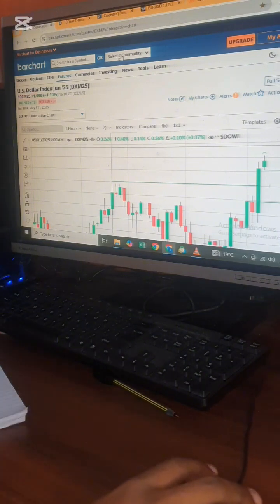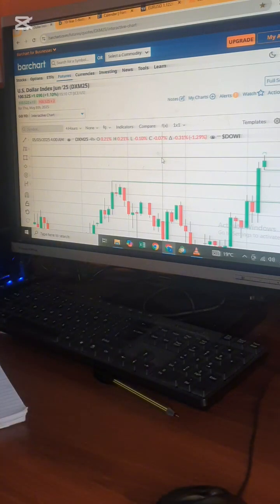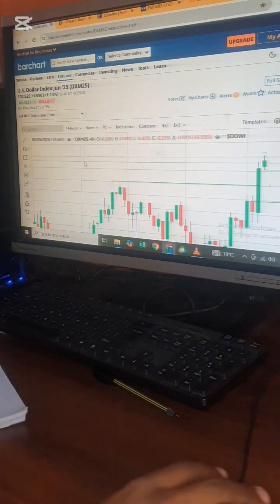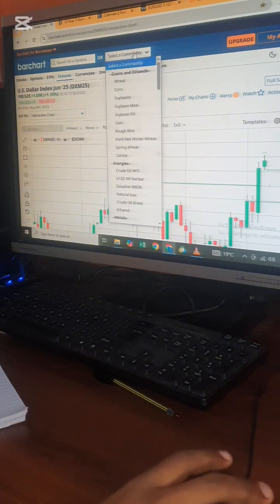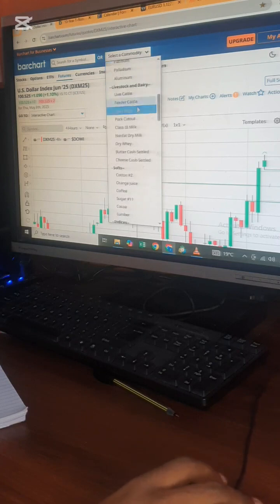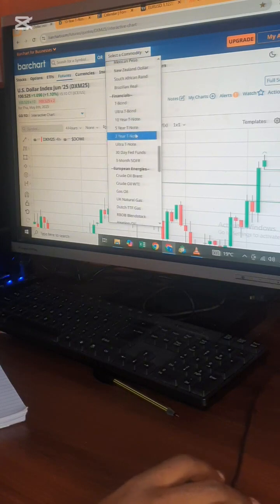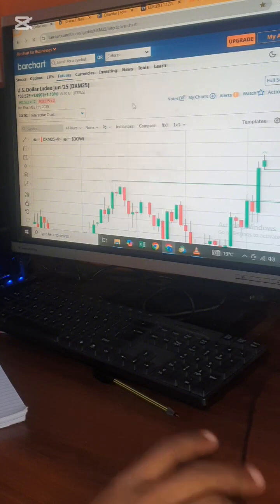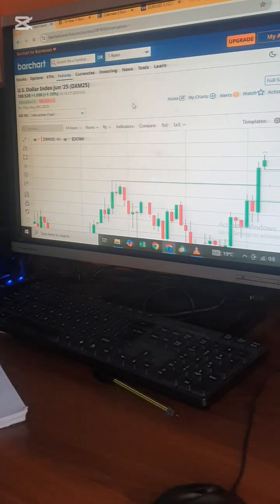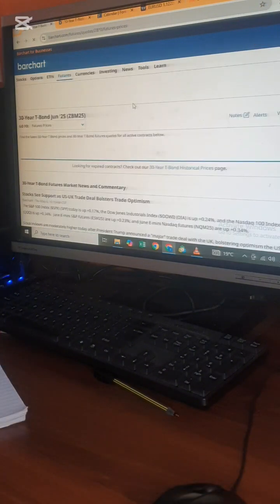So I come here, and this one is a free site. You can just log in with your email or your Google account. It's a free account. After logging in, you go to commodities, then swipe down, and you can use the 30-year bond first to confirm the trend.